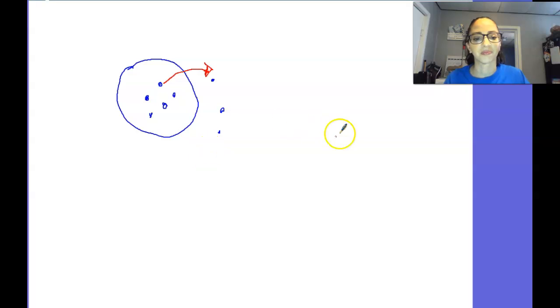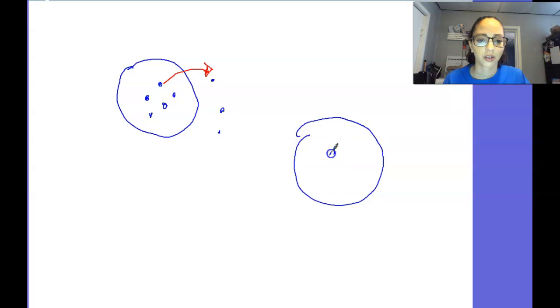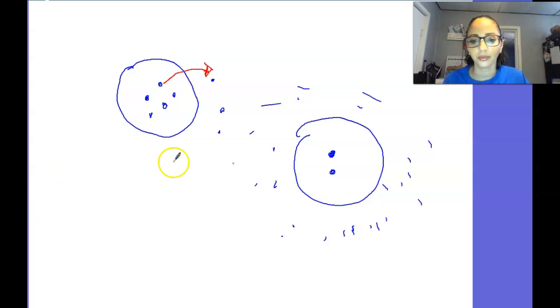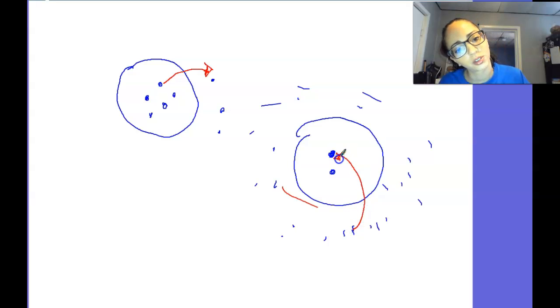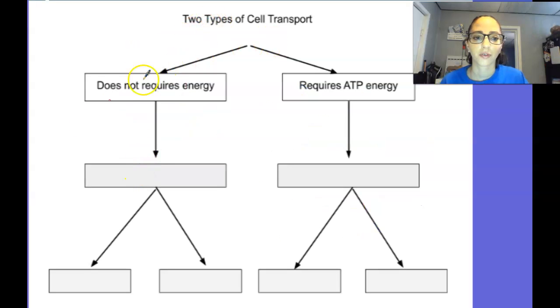Okay, so that's diffusion. Let's do another example. So let's say I have the cell over here, and I have 2 molecules here, and I have a bunch of molecules here. So where are those molecules going to go? Again, from high concentration to low concentration. Okay? So our first recording on our diagram, cell transport that does not require energy, is passive transport.